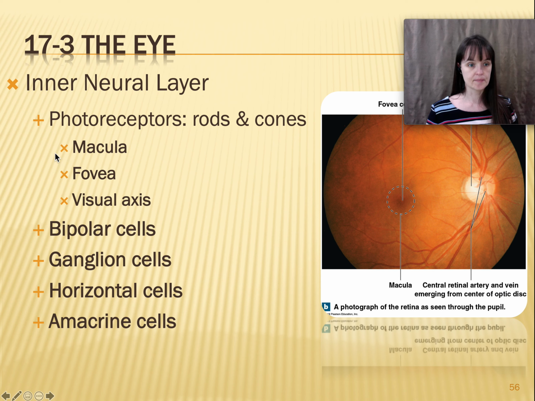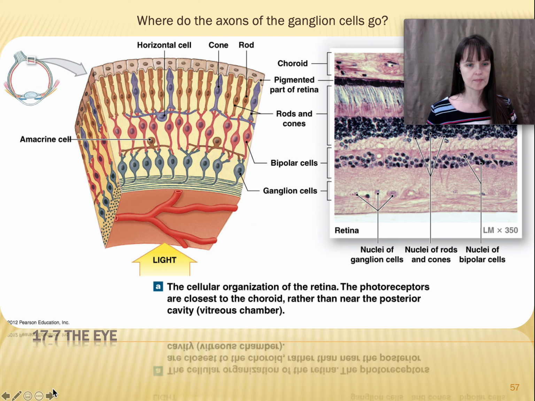Okay, and we talked about this part. Maybe I didn't talk about this part. All right, so the axons of all the ganglion cells in the eye converge at the optic disc, and they become the optic nerve, cranial nerve 2.